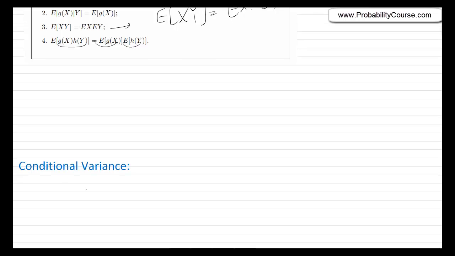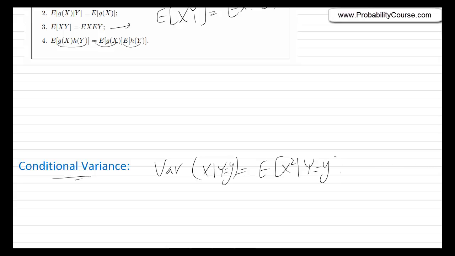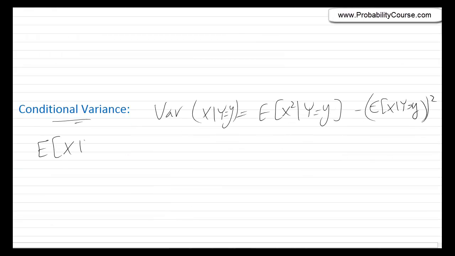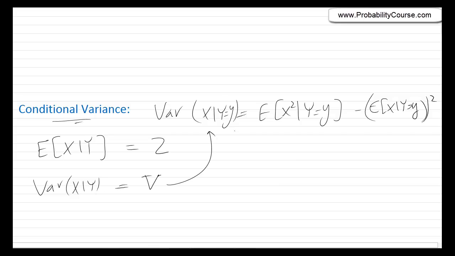So now let's talk about conditional variance. Remember, variance of x given y, you can write it as the expected value of x squared given y minus E[x given y equals y], the whole thing squared. But note that we said that the expected value of x given y is a random variable. Similarly, the variance of x given y is also another random variable. Why? Because its value depends on the value of the random variable y. So we can look at this thing also as a random variable.